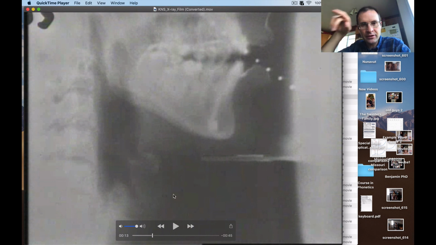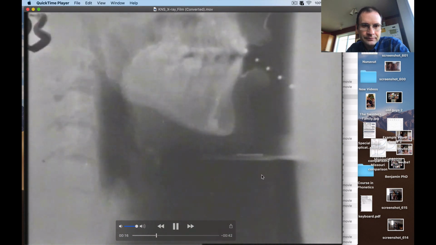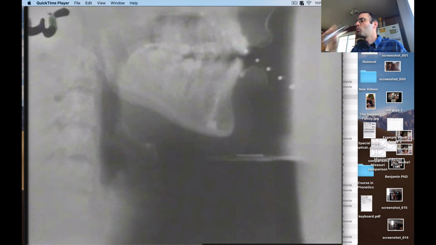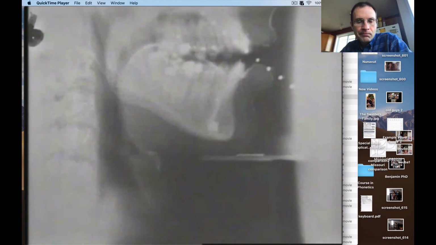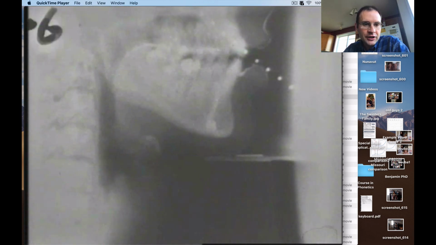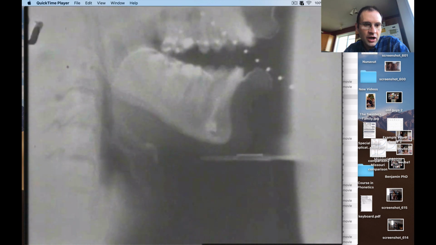It creates a triangle of possibilities. There are a few different vowels in this movie, mostly E and ah, so we can take a look at them. So he's making some ahs here.